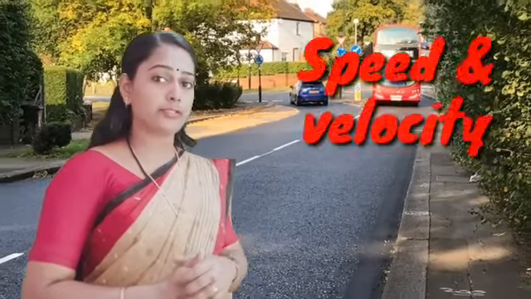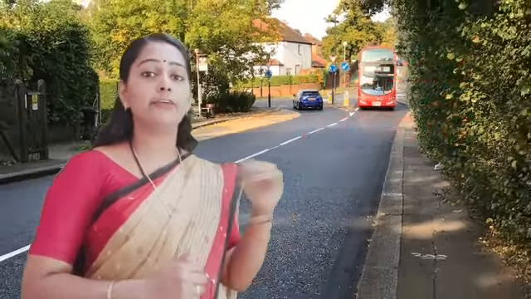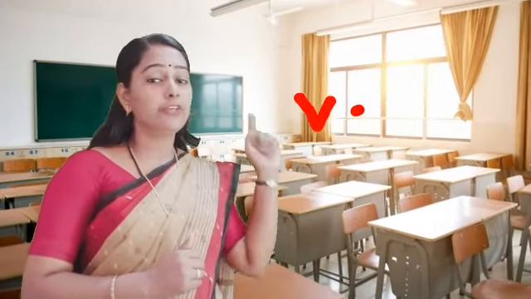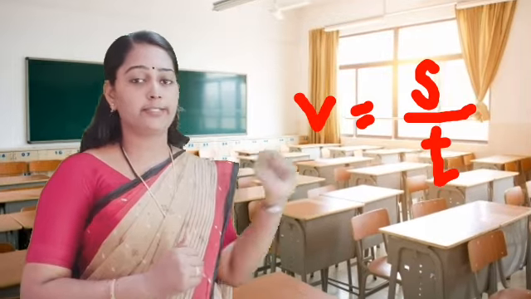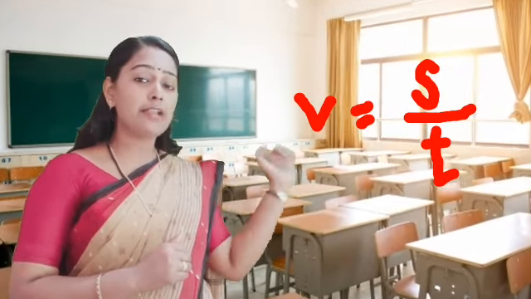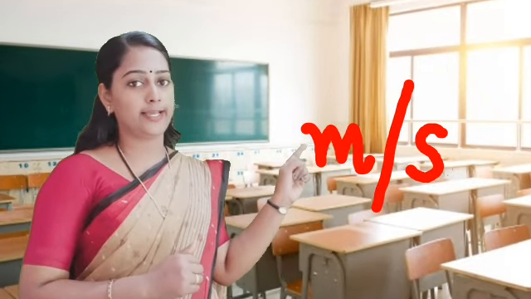Speed and velocity, numericals on speed and velocity. In this topic we have to concentrate on some points. There is an equation for finding speed and velocity, the same equation. What is that? v is equal to s by t. And the SI unit of speed and velocity is also the same. What is that? Meter per second.